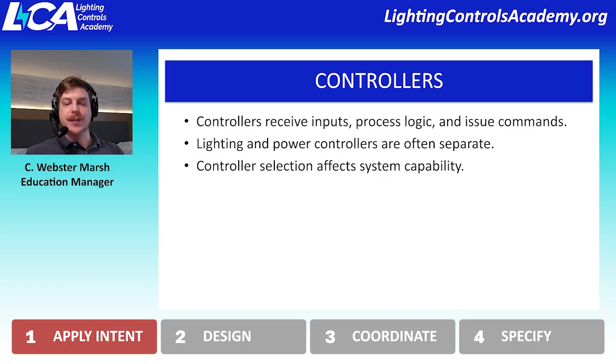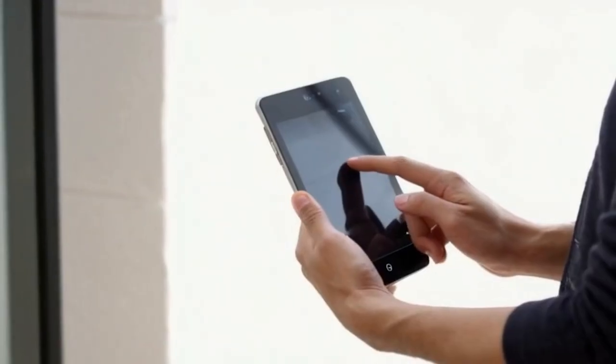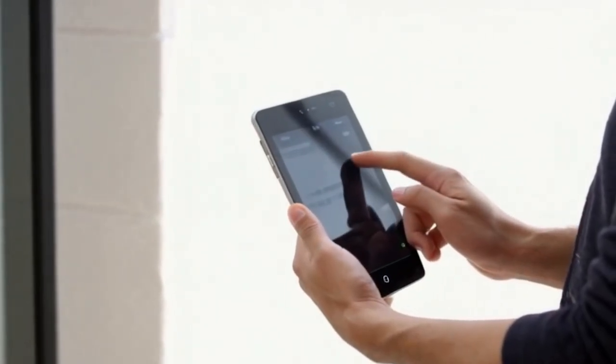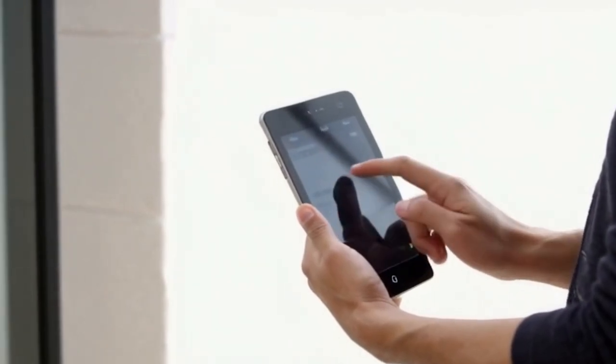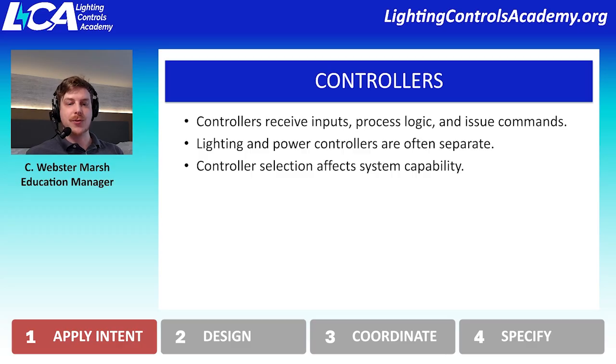Selecting which controller can oftentimes affect the system capability, however, and so what you want to do is keep in mind which capabilities you want to have in your system. That's why it's important to have your sequence of operations and your control intent narrative completed before you get into this process of selecting which controller to use and which brand you want to align with, because your sequence of operations should be the initial design and the manufacturer should align with that initial design.